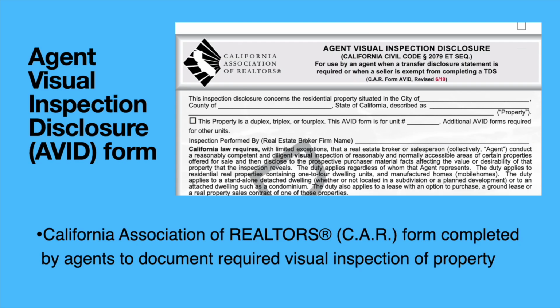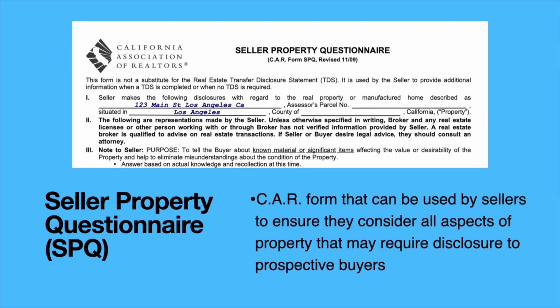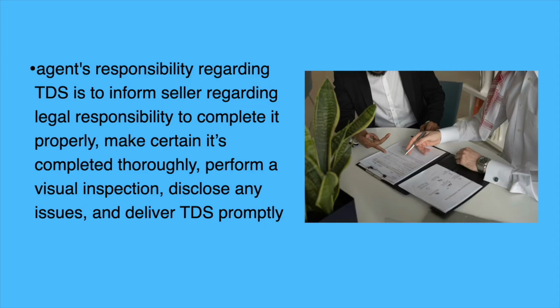The AVID form is a California Association of Realtors form completed by agents to document their required visual inspection of the property. The SPQ is a California Association of Realtors form that can be used by sellers to ensure that they consider all aspects of the property that may require disclosure to prospective buyers.